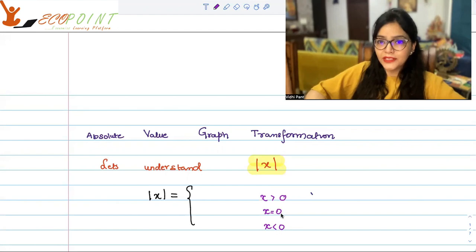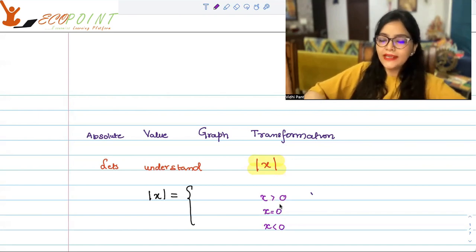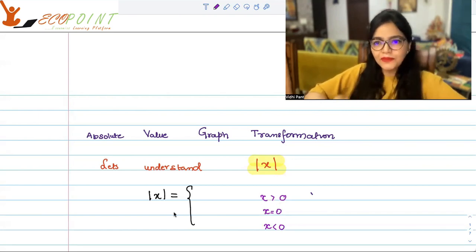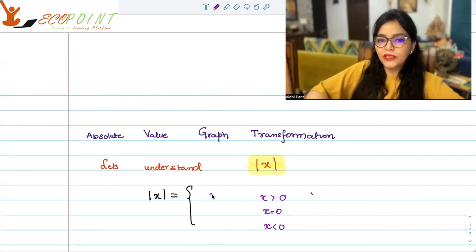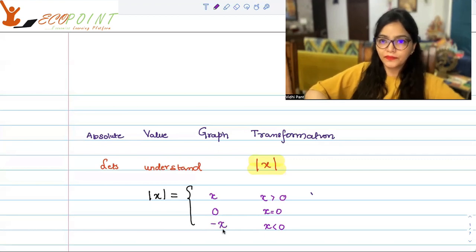This is what you call a piecewise function when you put the domain piecewise and you have a functional value. In different domains, you have different functional values. That becomes a piecewise function. So when x is greater than 0, the absolute value of x is said to be just x. If x is equal to 0, then the absolute value of x is said to be 0. When x is less than 0, the absolute value of x is said to be minus of x.